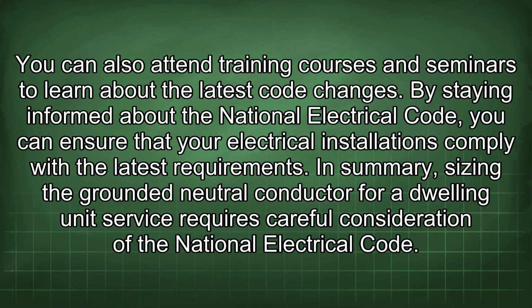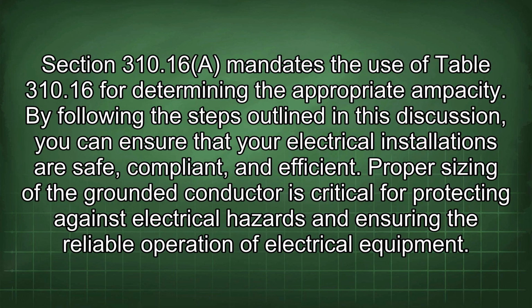In summary, sizing the grounded neutral conductor for a dwelling unit service requires careful consideration of the National Electrical Code. Section 310.16 mandates the use of Table 310.16 for determining the appropriate ampacity. By following the steps outlined in this discussion, you can ensure that your electrical installations are safe, compliant, and efficient.